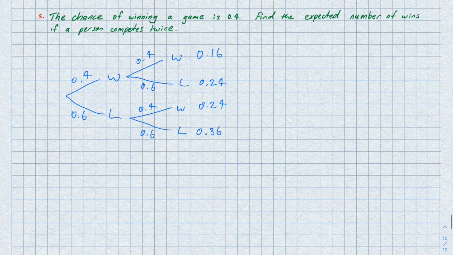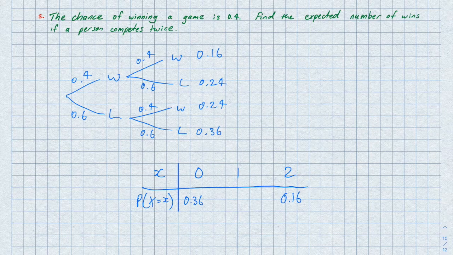So we need to draw ourselves up a little table, and we'll say our x value, we have 0 wins, 1 win, or 2 wins, and our probability for that. So 0 wins is that we lose twice, that's our 0.36. 2 wins is that we win twice, so that's our 0.16 there. And in the middle, 1 win is win, lose, or lose, win, that is 0.48.